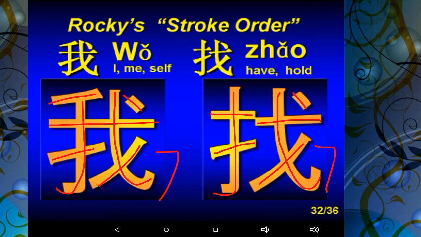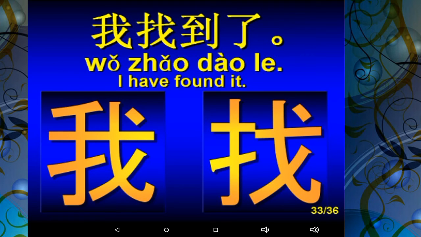Now I want to put both of these characters to work in a sentence. For this sentence, I chose a very simple sentence so that we could study it properly. And it's very simple. It says, I have found it. 我找到了. And I hope you also have found out what you're looking for, which is success.